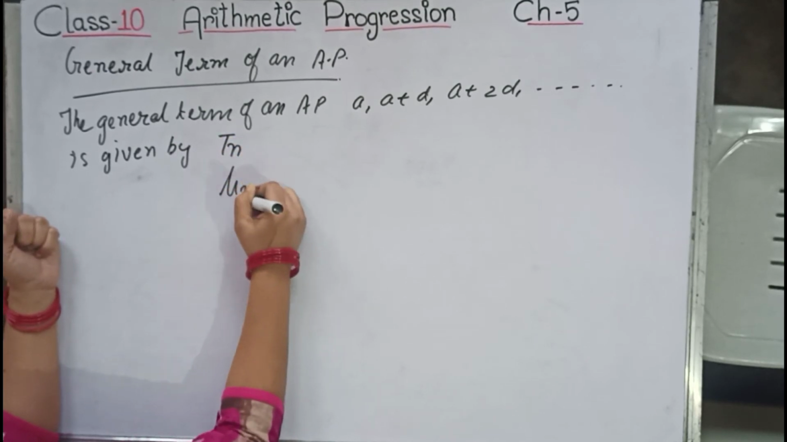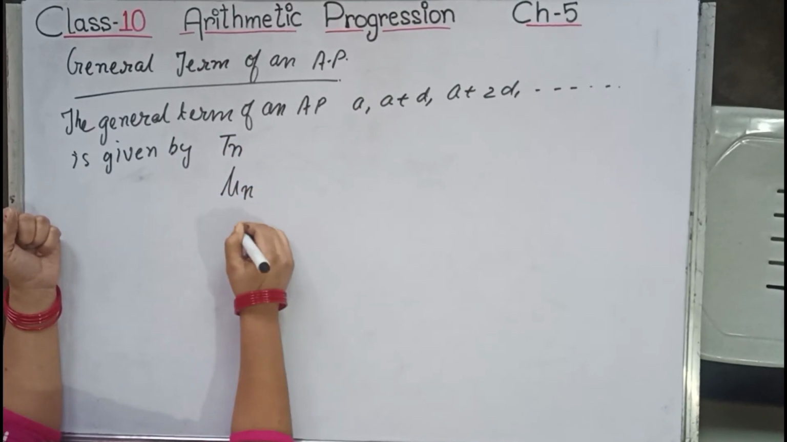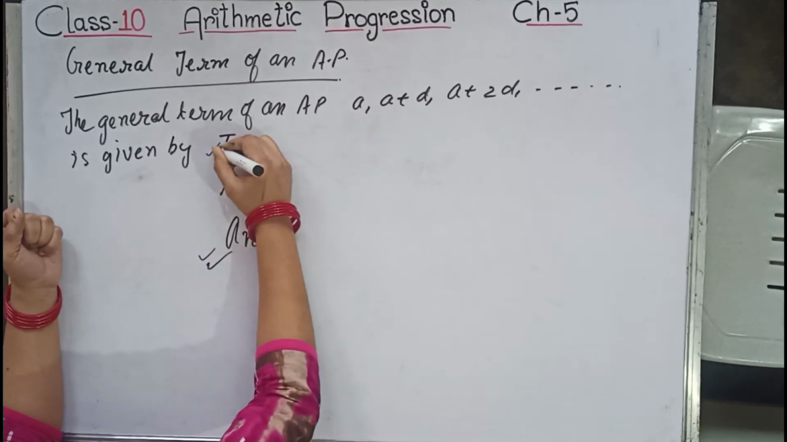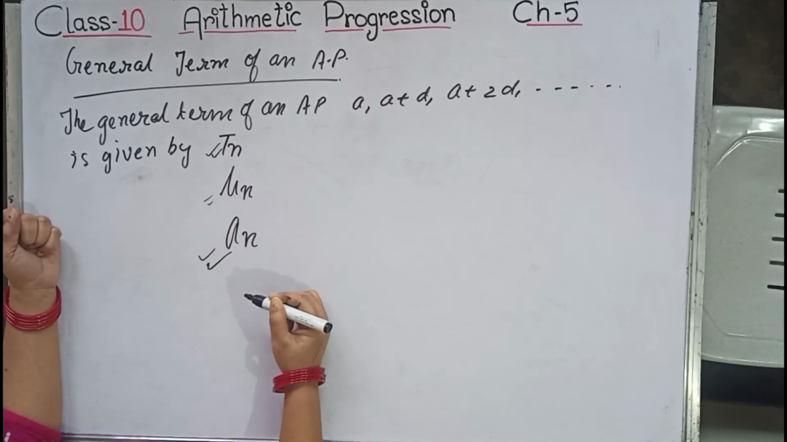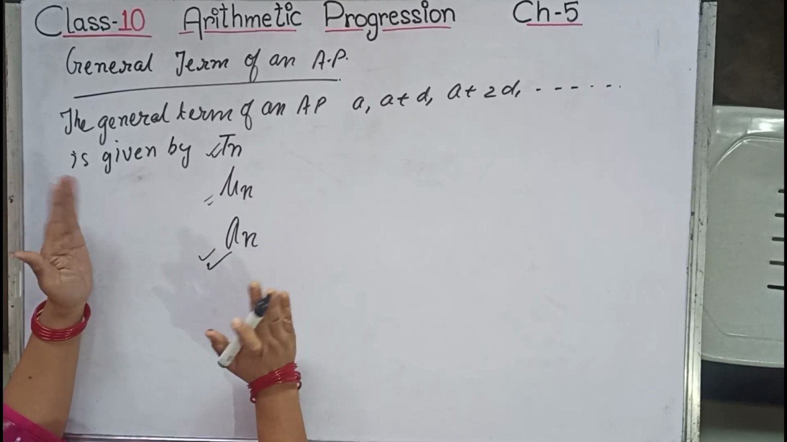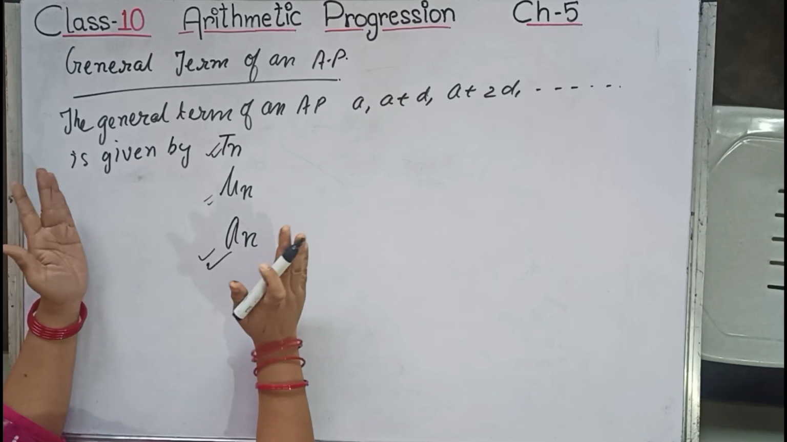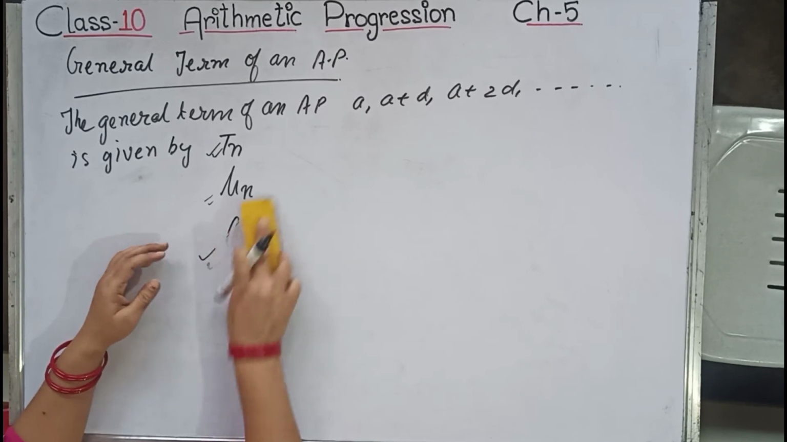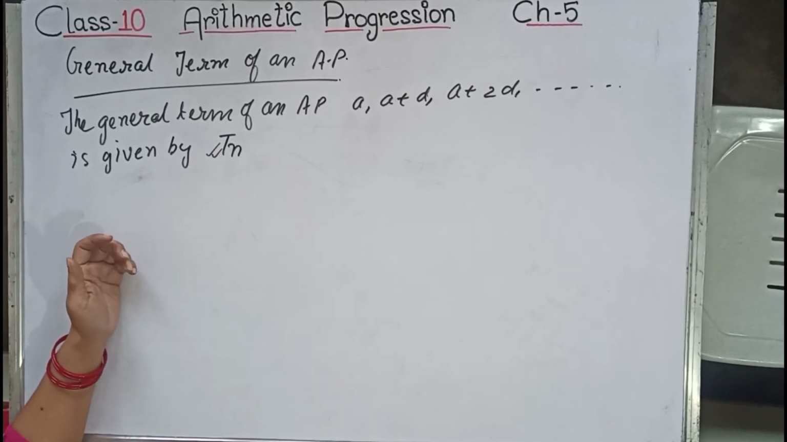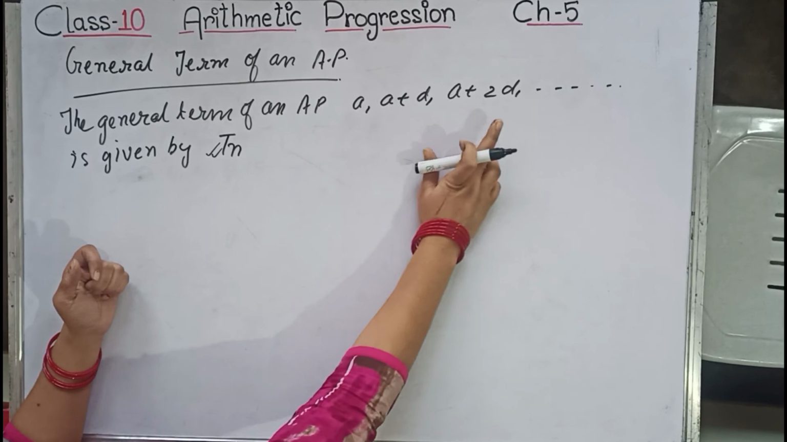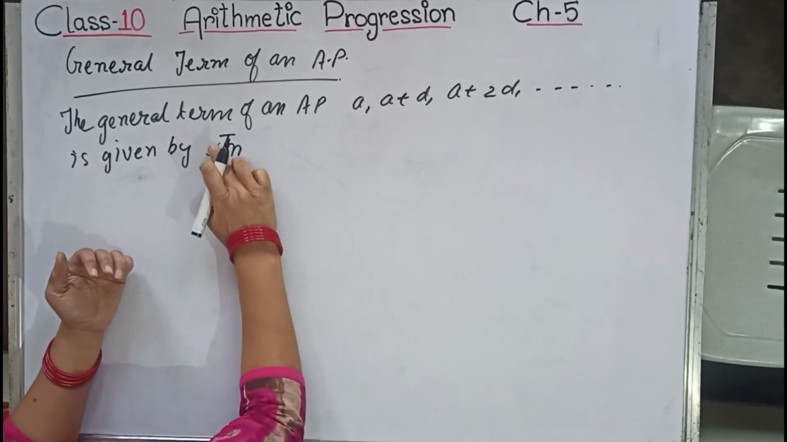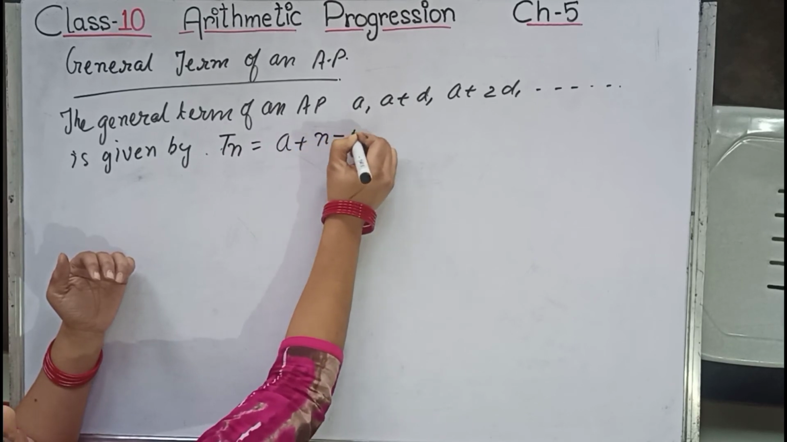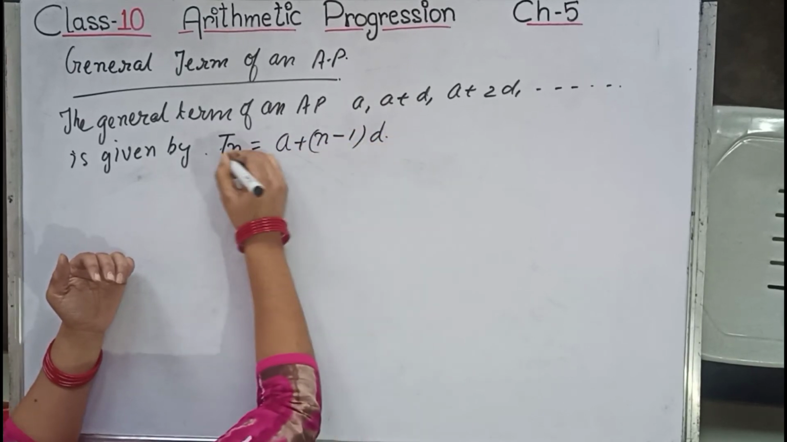Mind that in some books it is written as Un, in some books it is written as an. NCERT follows an, RS Agarwal follows Tn, some other books follow Un as well. It's your choice whatever you use, but in the examination you should understand the symbolization as well. So I am using Tn. The general term of an AP a, a plus d, a plus 2d and so on is given by Tn equals a plus n minus 1 into d.